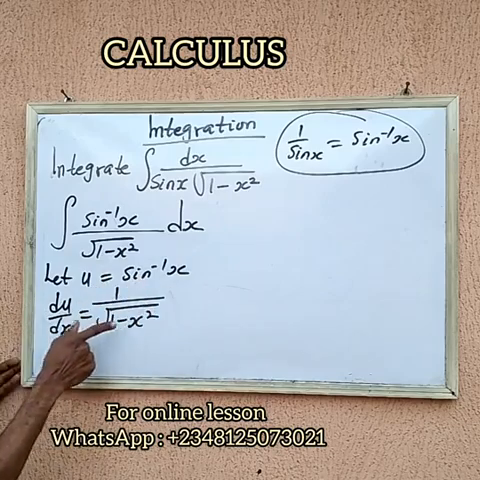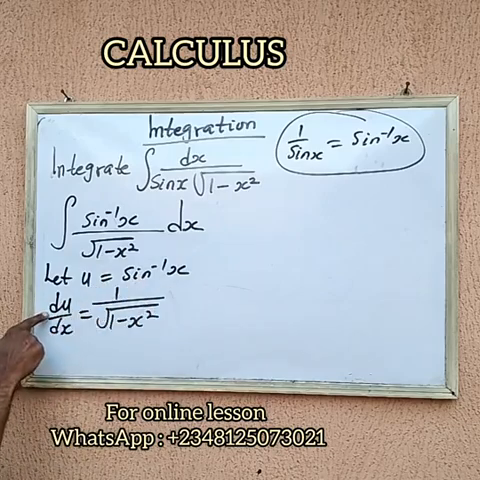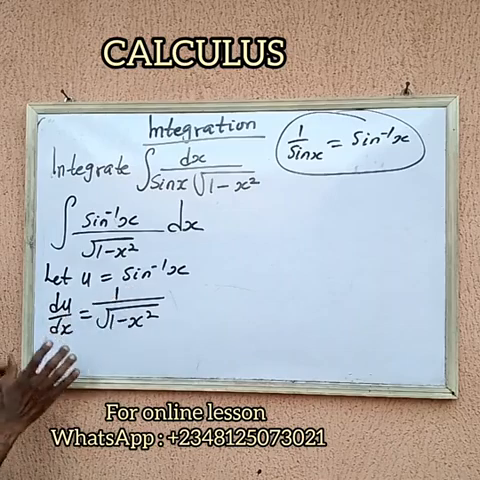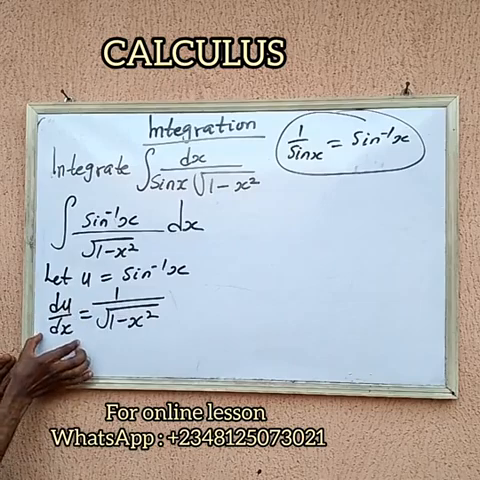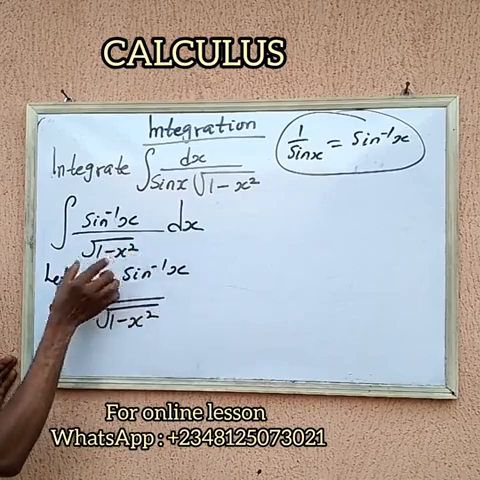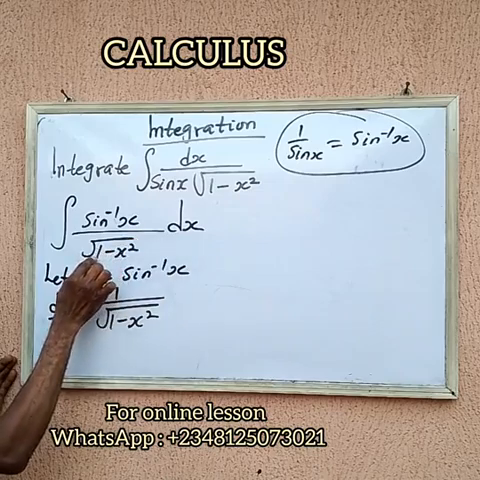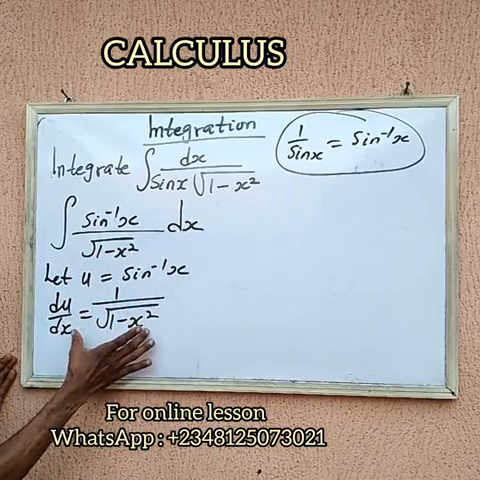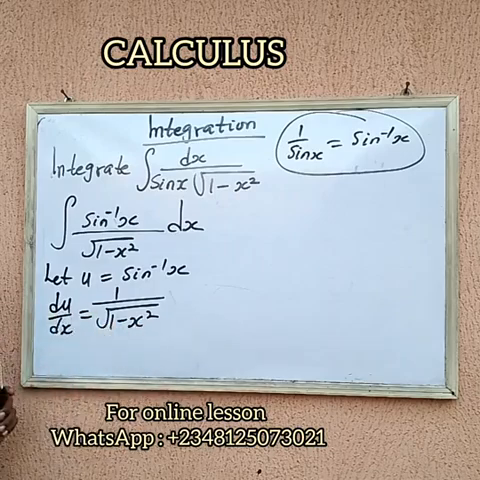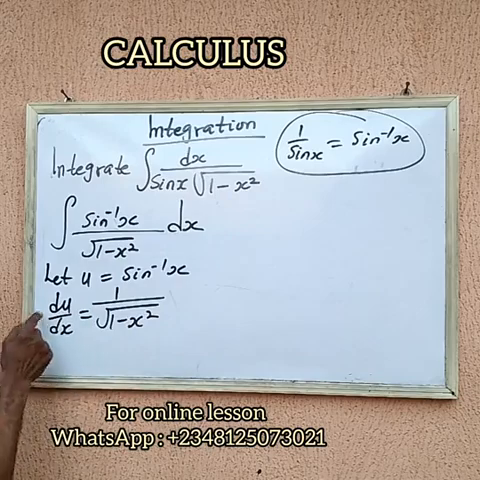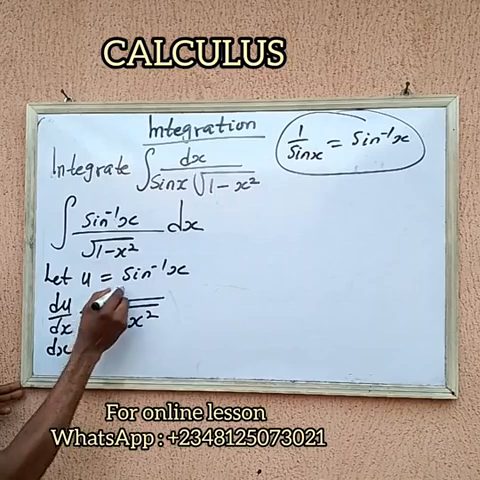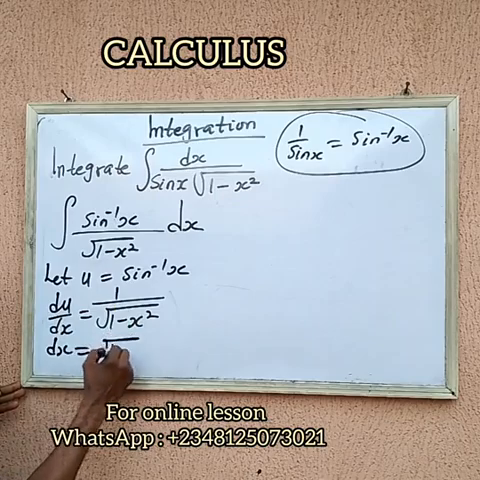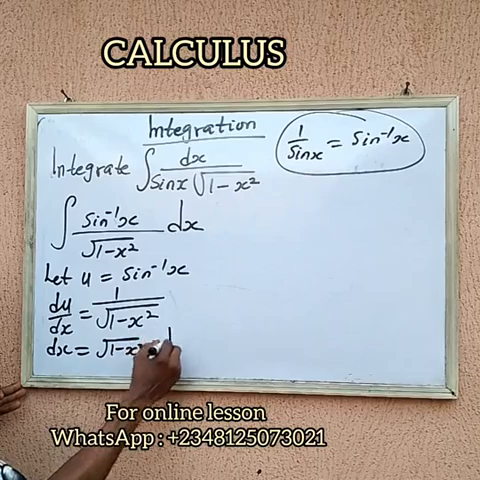Now, if you cross multiply here, you are going to have du equal to dx multiplying 1 all over the square root of 1 minus x squared. Or let me go in a way that you will understand as a learner. Now cross multiply. So dx will multiply 1, giving us dx equal to du multiplying this one, which will now give us the root of 1 minus x squared multiplying du.